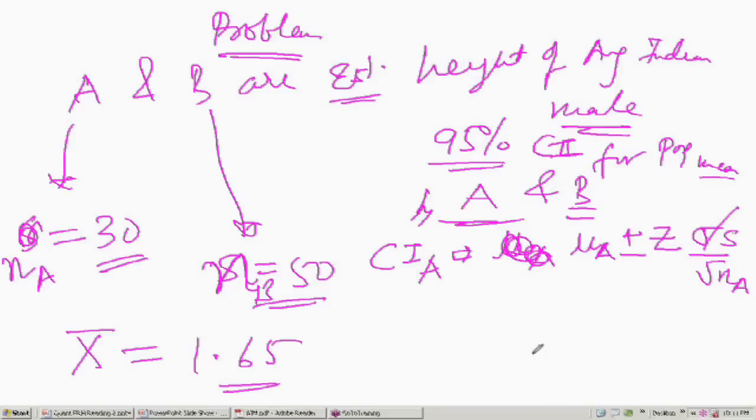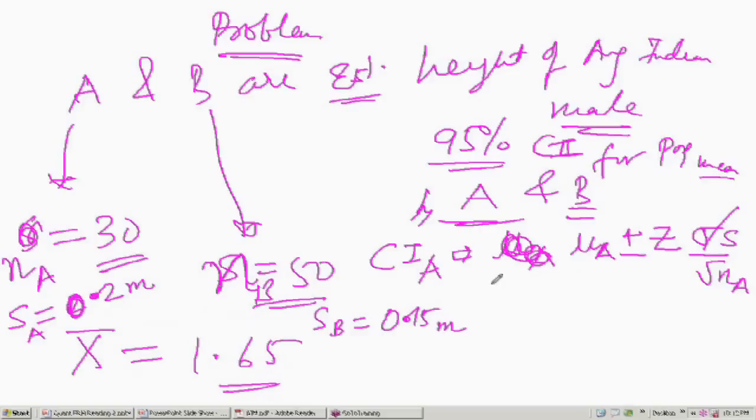Assume the sample standard deviation for A is 0.2 meter. The sample standard deviation for B, typically B will result in a lower one, is 0.15 meter. But the mean that they have got is the same. So we have to find out the confidence interval of A.